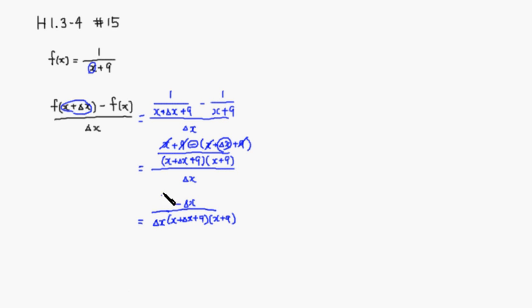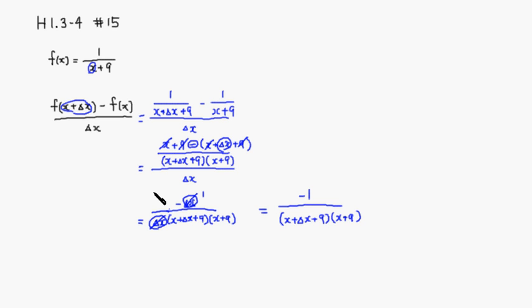But you see a common factor on top. Here's delta x, and here's delta x, so you can cancel those out. That leaves a 1 on top with the negative sign. Therefore what you get is negative 1 over quantity x plus delta x plus 9 times quantity x plus 9.